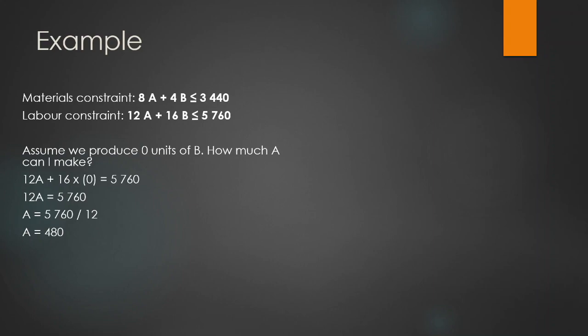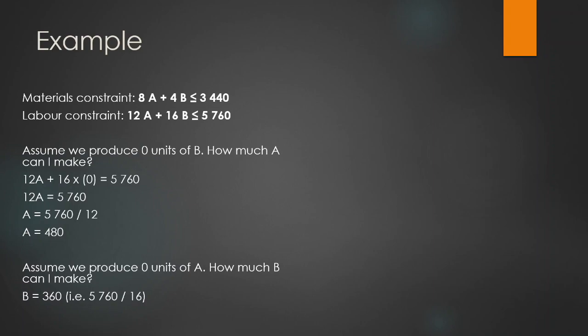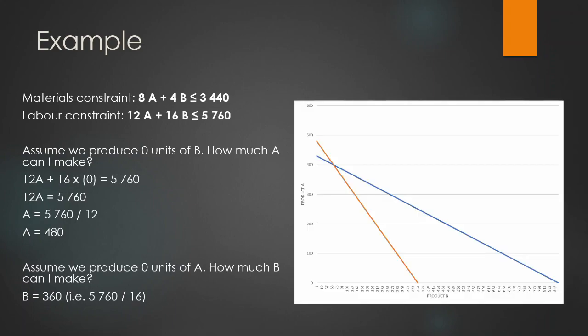Next, we assume that we produce 0 units of A and ask how many units of B can I produce. Following the same logic, we can produce 360 units of B, being the 5,760 labor hours divided by 16. Now we have 2 points in our graph and we can plot this on a set of axes. When we produce 480 units of A, we have 0 units of B. When we have 0 units of A, we have 360 units of B.